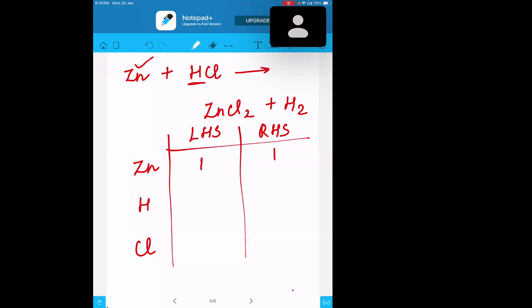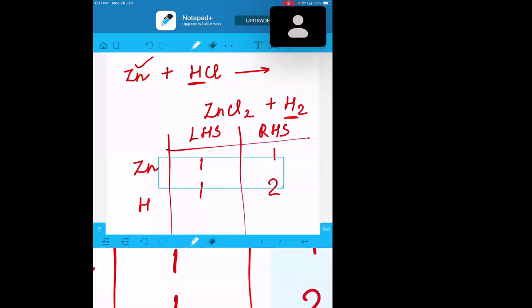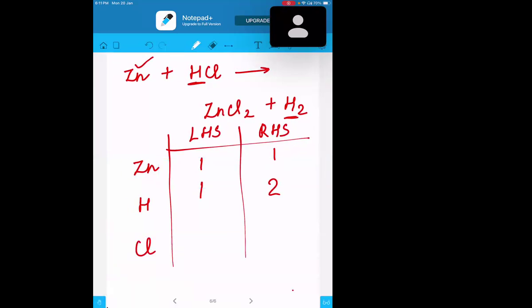Now coming to the hydrogen, how many hydrogen are there in the hydrochloric acid? 1. Correct. On the right hand side, how many hydrogen are here? Ma'am, 2. Correct, 2. Now, are the numbers same? 1 and 2 on the both sides? No, ma'am. That is why, we cannot decrease the number on the right hand side for the hydrogen. So we will be increasing the number on the left hand side. So that is the reason we will be adding 2 here.